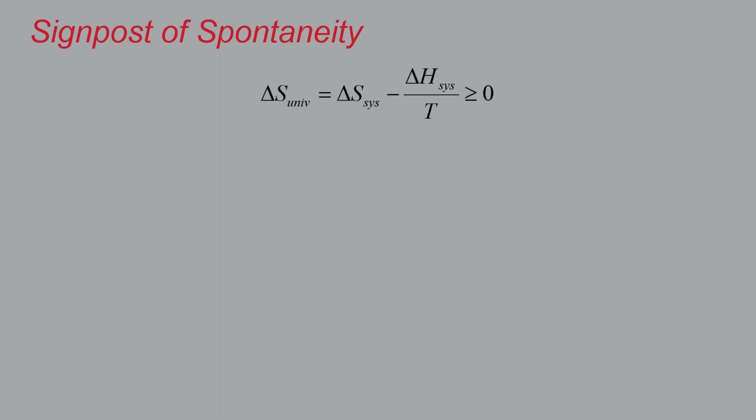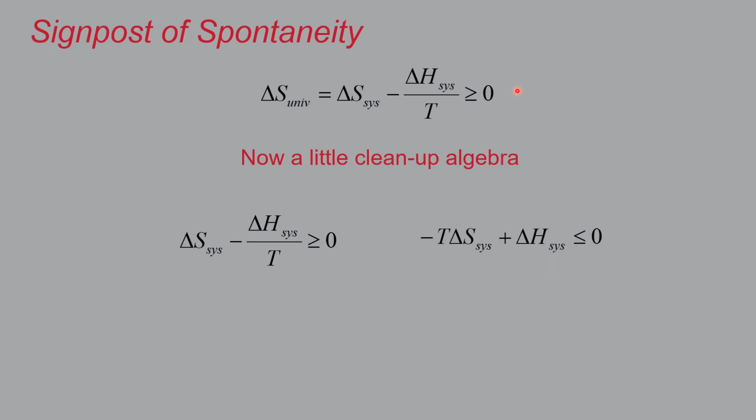So we've got delta S universe is equal to delta S of the system minus delta H system over T, and that quantity must be greater than or equal to 0. Now algebraically, this has changed a little bit, and we can say that delta S sys minus delta H sys over T is greater than or equal to 0. This is usually rearranged to the form where negative T delta S sys plus delta H sys is less than or equal to 0. You will note the change in the sign right there.